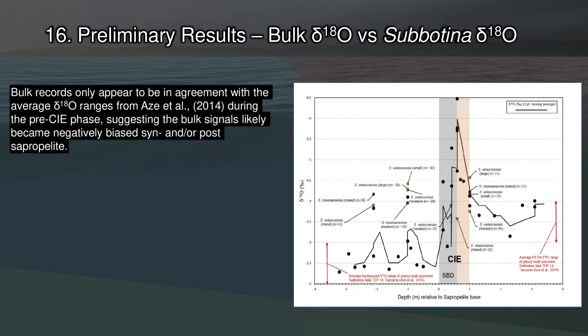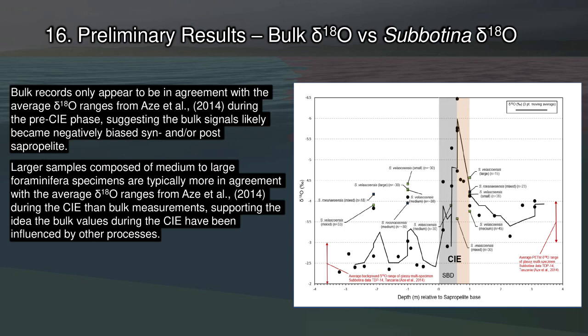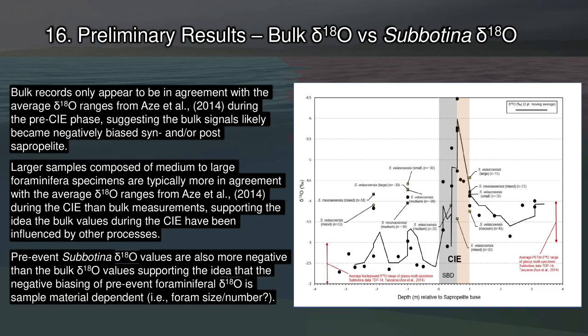When you compare the new bulk record with the new Sabatina records, it pretty much shows the same sorts of trends. Larger samples are more in agreement with the more pristine records elsewhere, unlike the bulk, which shows very negative values during the main peak of the warming event. Equally, the pre-event Sabatina values are also more negative, up here, whereas we would expect them to fall within here, suggesting it could be a foraminiferal-specific issue pre-event. If we presume this is a true environmental signal, it would suggest extremely warm values, similar to the actual peak of the warming, which is unlikely.